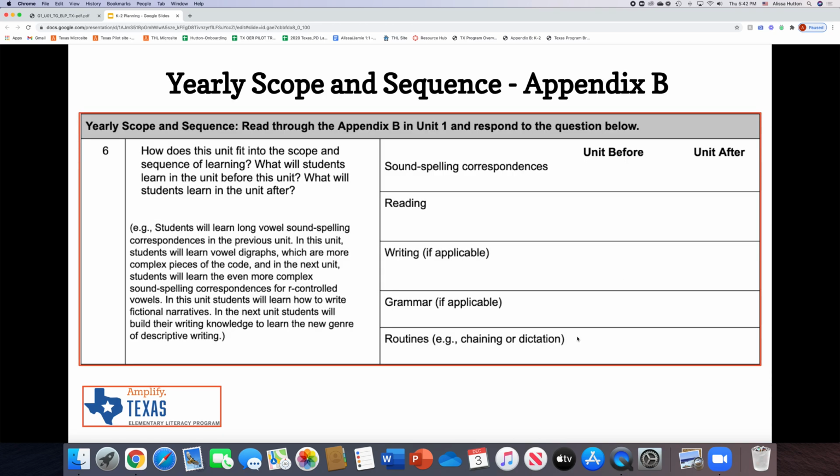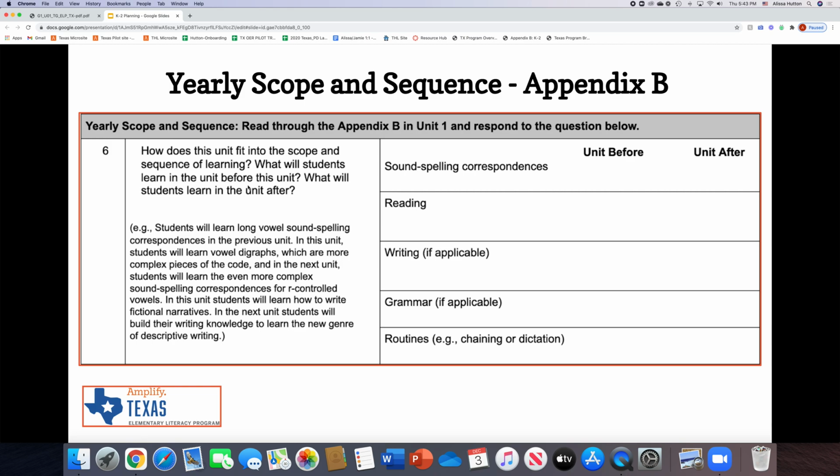We're now at the final point of our unit internalization template, which is utilizing the yearly scope and sequence. We're going to utilize this component in our teacher guide to look at how this particular unit fits into the scope and sequence of learning, what students will learn in the unit before this unit, and what students will learn in the unit after.